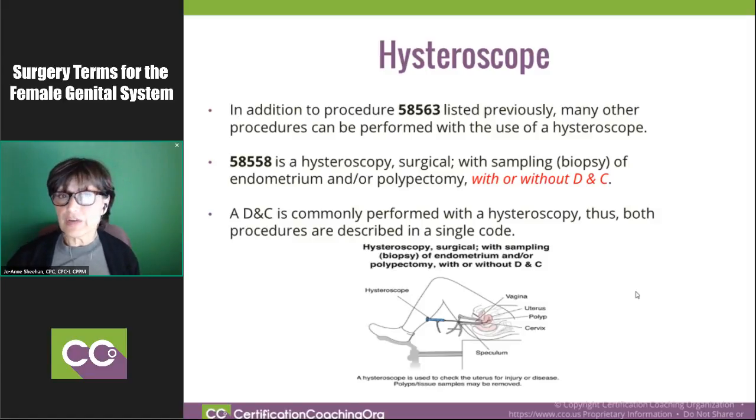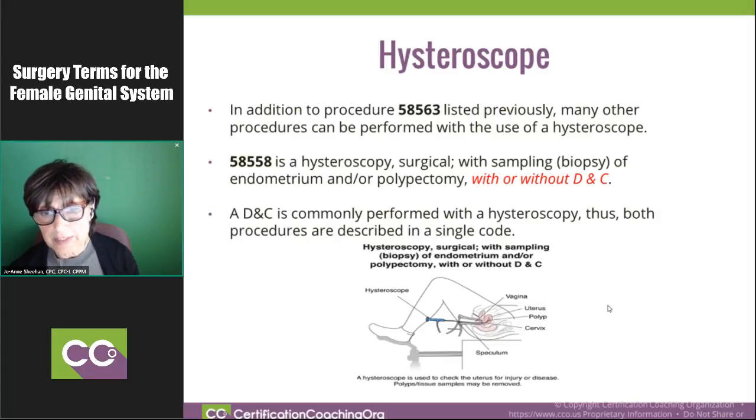In addition to procedure 58563 listed previously, many other procedures can be performed with the use of a hysteroscope. Now, 58558 is a hysteroscopy, surgical, with the sampling biopsy of the endometrium and/or polypectomy, and it means with or without the D&C. A D&C is commonly performed with a hysteroscopy. Thus, both procedures are described in a single code.